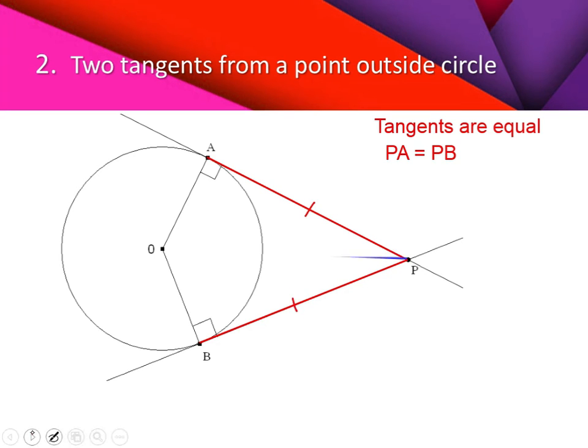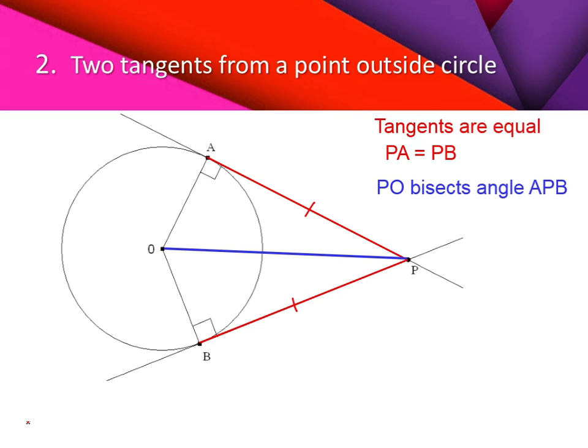Then if we draw a line from this outside point to the center of the circle, PO bisects angle APB. So when we draw this line, it will bisect this angle into two equal parts. These two angles are equal. Angle G and angle G. These two angles are equal.